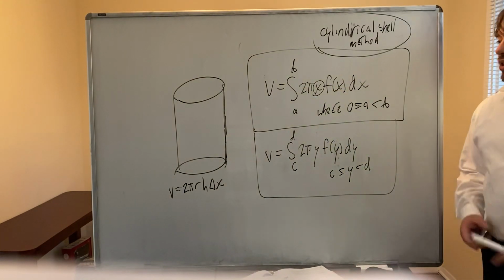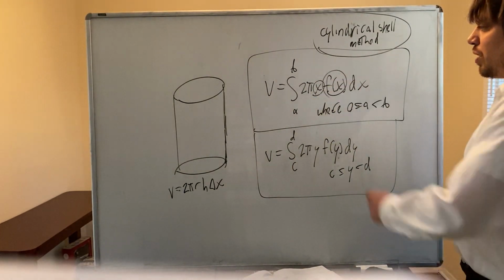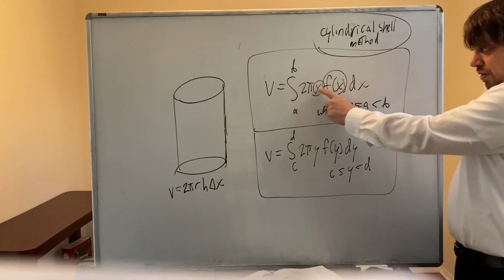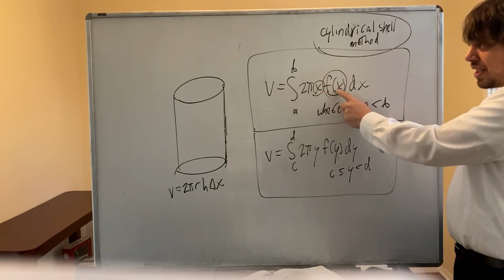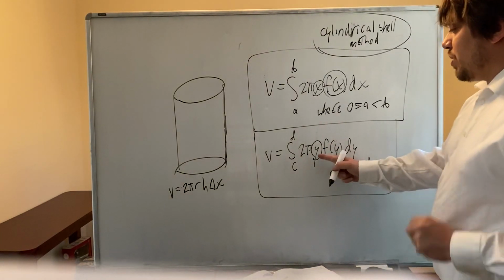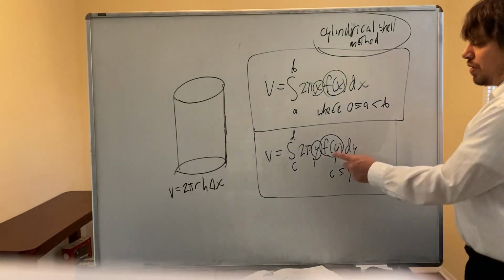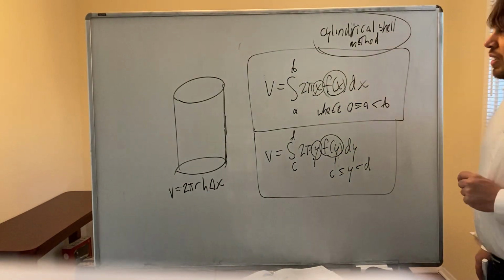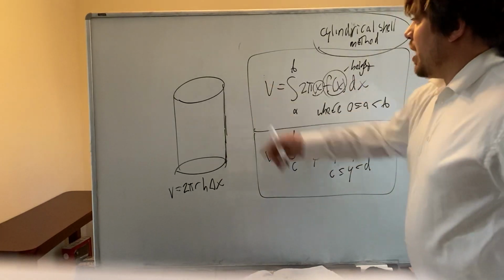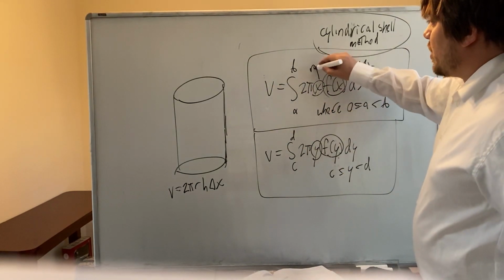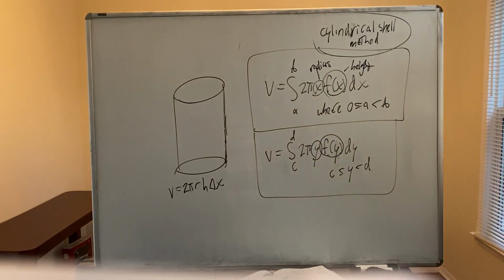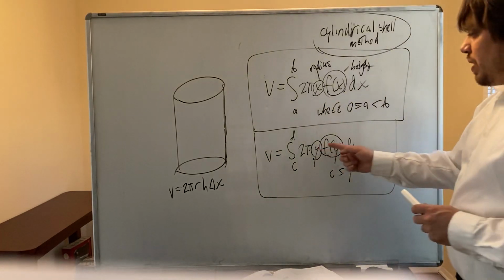All right? And so in each problem, you need to know what the radius of your cylindrical shell is and what the height is. And you put the radius of the cylindrical shell here and the height of the cylindrical shell there. And in this case, you put the radius of the cylindrical shell here and the height of the cylindrical shell there. Okay, so this is the height of the cylindrical shell. And this is the radius of the circle of the cylindrical shell. Okay? Same thing here. This is the radius and that's the height.